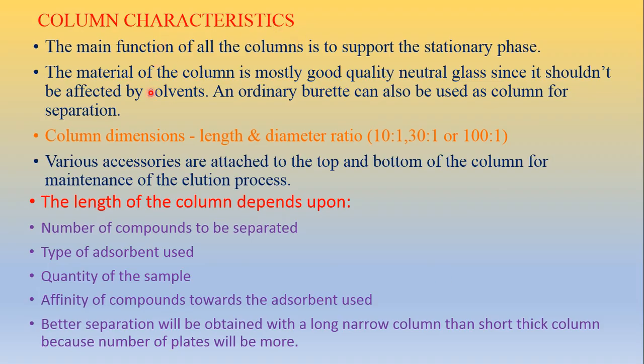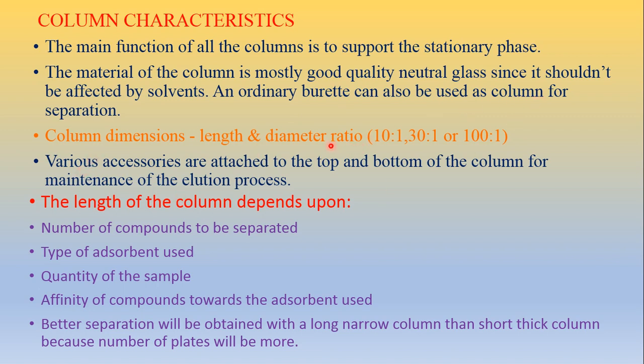Now the column characteristics. The main function of the column is to support the stationary phase. Obviously it is the glass column which supports the stationary phase. The material of the column is good quality neutral glass, since it shouldn't be affected by solvents. So this glass does not react with any components of the experiment, the stationary phase or the mobile phase. An ordinary burette can be used as a column for separation.